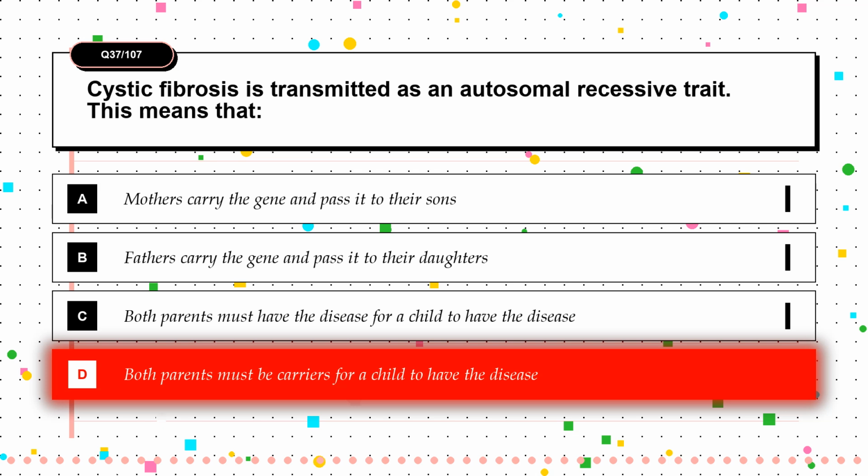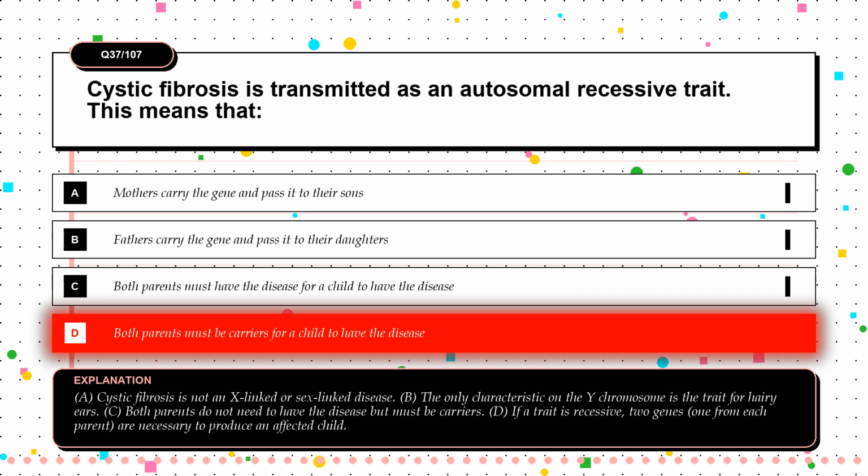The correct answer is option D. Both parents must be carriers for a child to have the disease. A. Cystic fibrosis is not an X-linked or sex-linked disease. B. The only characteristic on the Y chromosome is the trait for hairy ears. C. Both parents do not need to have the disease but must be carriers. D. If a trait is recessive, 2 genes, 1 from each parent, are necessary to produce an affected child.